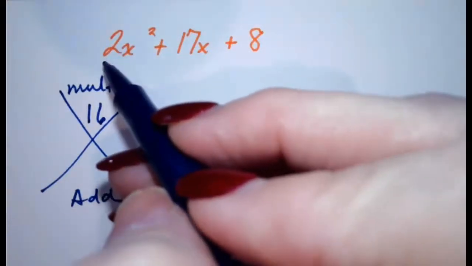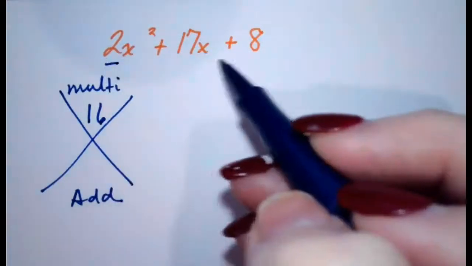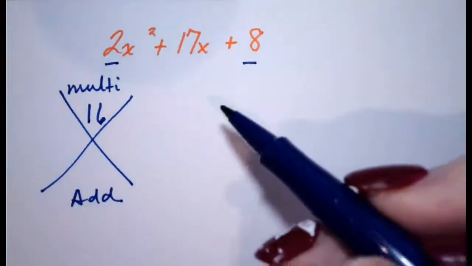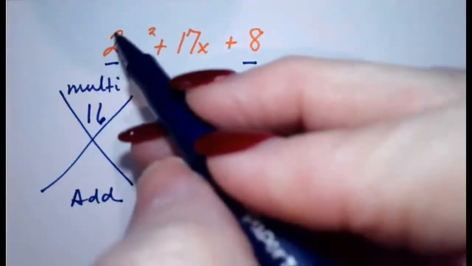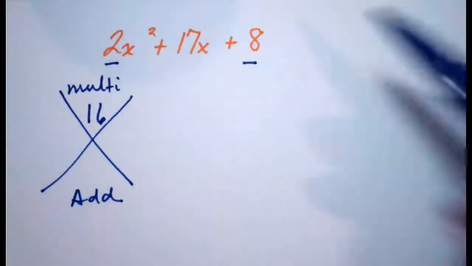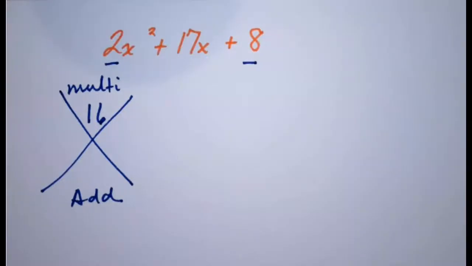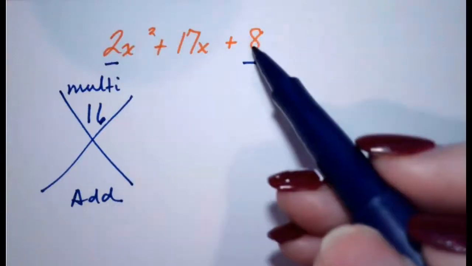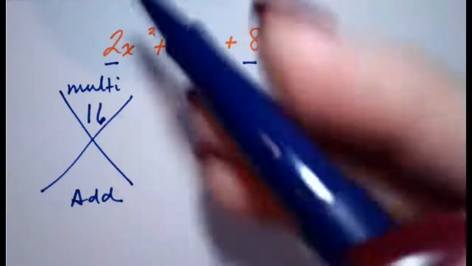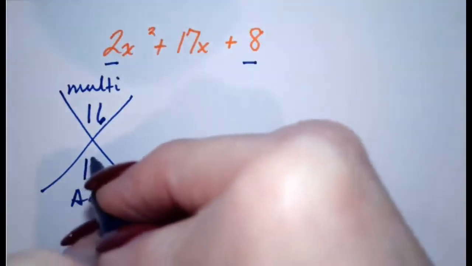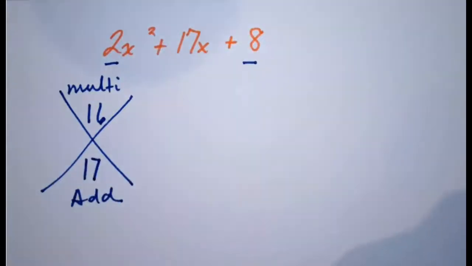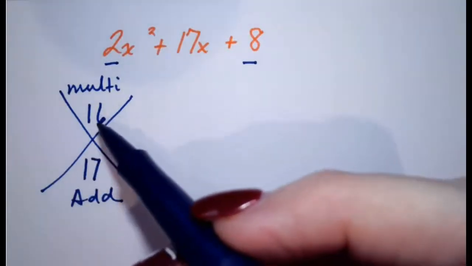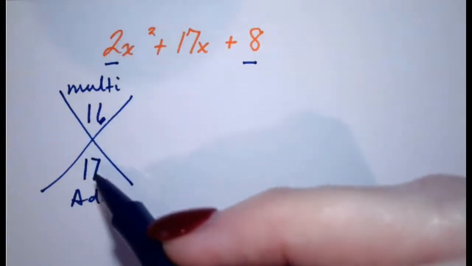That is 2 times 8. Now we didn't do that on the other ones because what was sitting here was a 1. 1 times 8 is still 8, so we didn't do it. But now we have a 2 sitting there. So 2 times 8 is 16, and we add to 17. So I need it to multiply to 16, but add to 17.